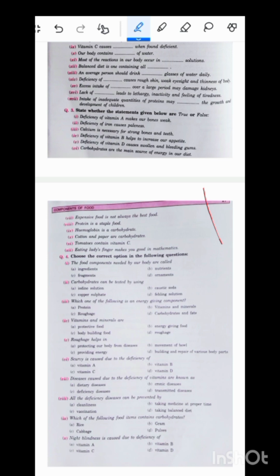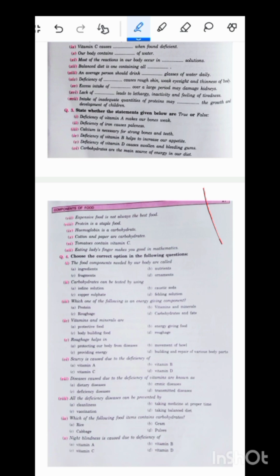Question number 4. Deficiency of vitamin B helps to increase our appetite. Sorry, it helps to decrease our appetite. So it is false. Question number 5. Deficiency of vitamin D causes swollen and bleeding gums. It is vitamin C, not vitamin D. So it is false.